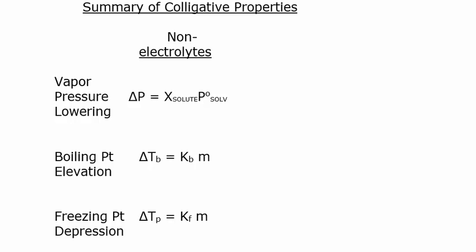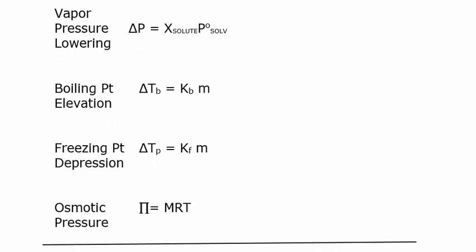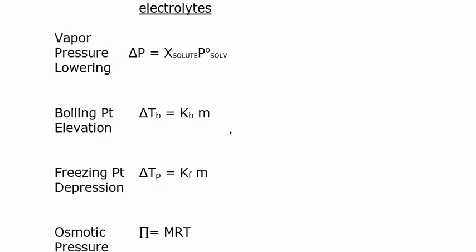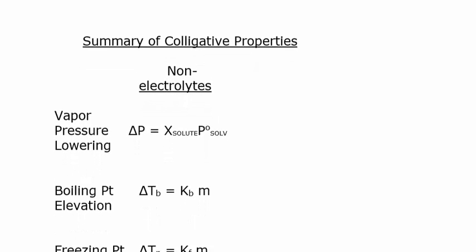In Colligative Properties 1, I talked about these 4 colligative properties: vapor pressure lowering, boiling point elevation, freezing point depression, and osmotic pressure, and we talked about the 4 expressions for those 4 properties. We also made the stipulation that those were for non-electrolyte solutions, and now in this video we're going to talk about what happens if the solutions are electrolytes.